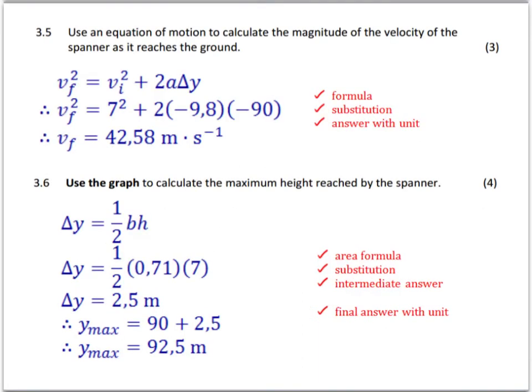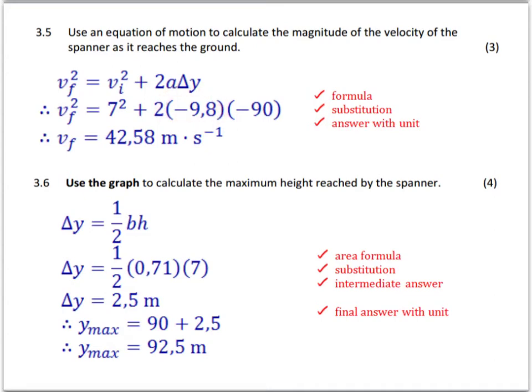In question 3.5, again you're asked to use an equation of motion, this time to find the magnitude of the velocity of the spanner as it reaches the ground. We know that the spanner initially rises, it reaches a maximum height, and then it starts falling, and at some point it's going to reach the ground, and we're looking for the magnitude of the velocity at that particular point. Known information we have, we still know that the acceleration due to gravity is negative 9.8. That's a known.